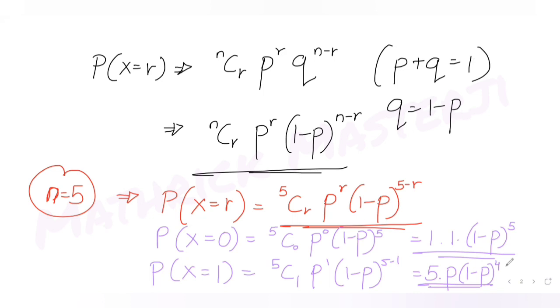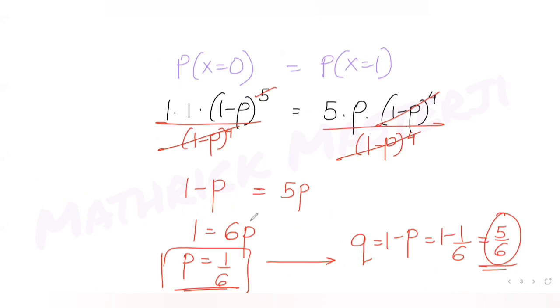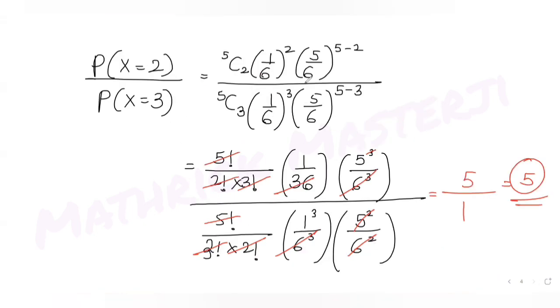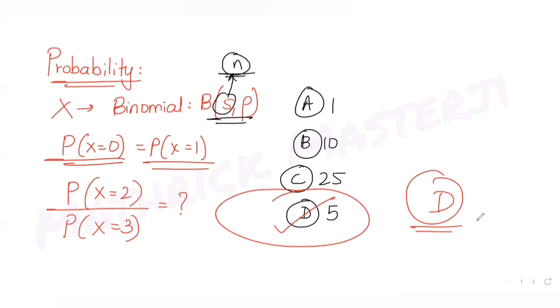So I just solved using that, putting the different values of X, and with the condition given, I got the probability of success as 1 over 6 and the probability of failure, that is q, as 5 over 6. Then I just put in the value of X as 2 and 3 in the entire formula, and we got the answer turning out to be 5, which matches with option D. So D becomes the correct answer here.